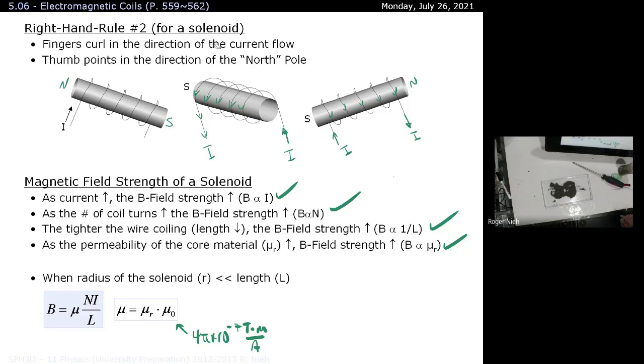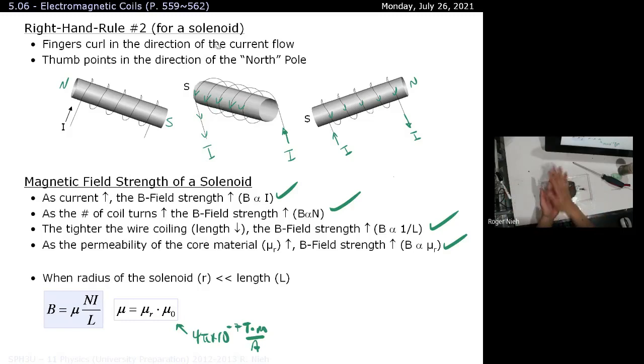Okay, so mu r is a relative permeability. It's just a numerical constant. So if your mu r is at 1, you're just as terrible as vacuum space. If your mu r is at 2, then you're twice as good as vacuum space. If your mu r is 3, then you're 3 times better, and I hope you get the idea.